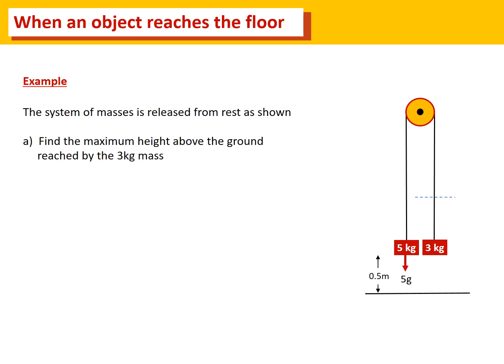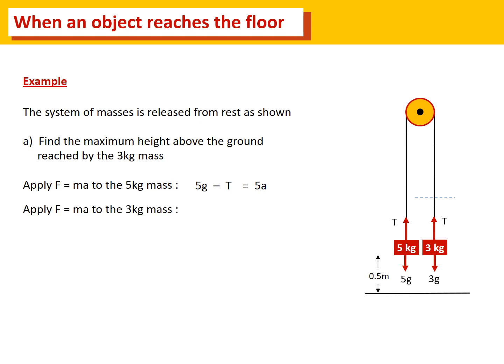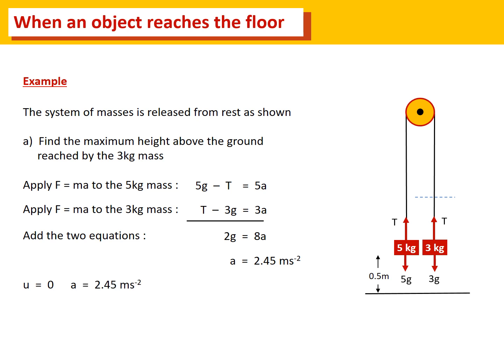So we need the acceleration, so let's put the forces into our diagram. We've got the weight, the tension, and applying Newton's second law to the 5 kilogram mass, we're going to have 5g subtract T, that's the resultant force, equals mass times acceleration. For the 3 kilogram mass, which is accelerating upwards, the resultant force will be T minus 3g, and that equals mass times acceleration. When we add the two equations, we get a to be 2.45. Therefore, for the 5 kilogram mass, it starts off at rest, u is 0, a is 2.45, s equals 0.5, the distance it travels before it hits the surface. Find v.